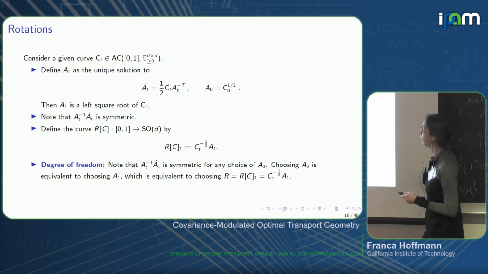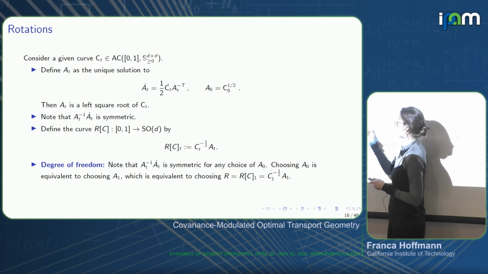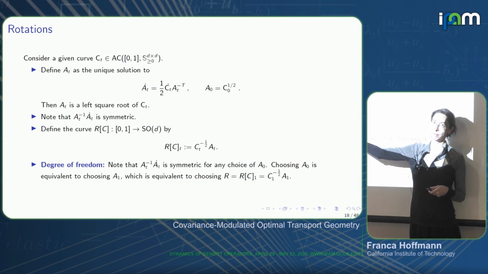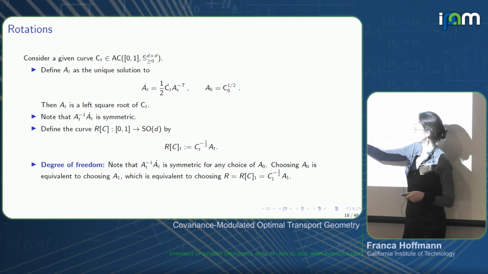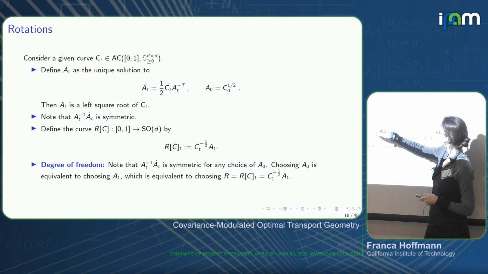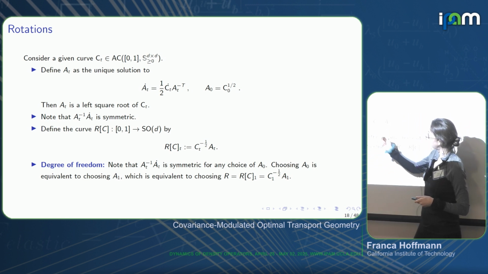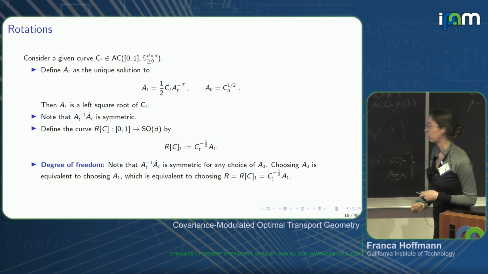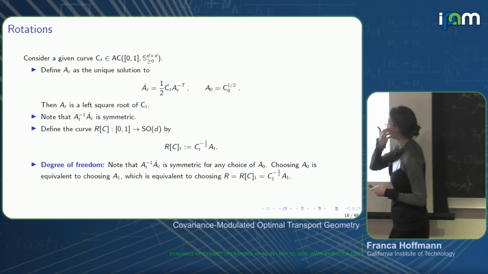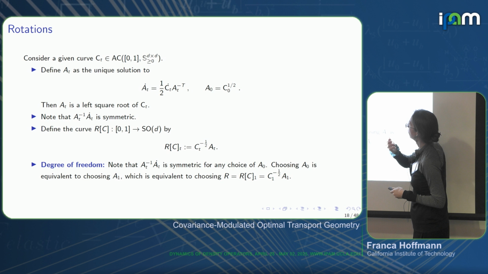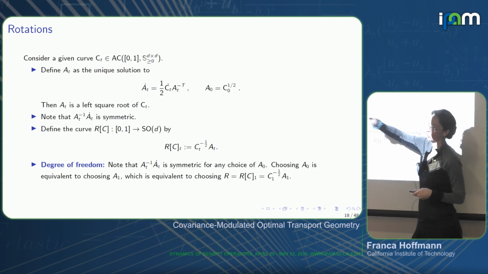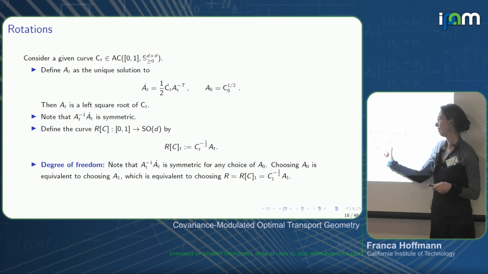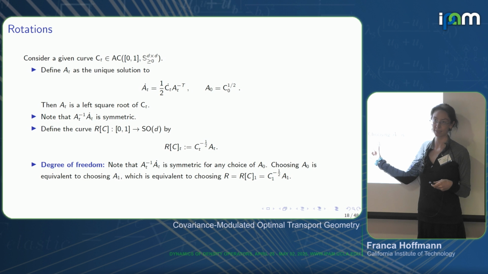And then you can look at this object here. The only reason why I define that is because this is where we get the rotation coming in later. So you can see that if you look at C^{-1/2} times this A, you get a rotation matrix. And this is exactly the degree of freedom. So in here I have a choice because I can choose the initial condition or the final condition. But here I fix my initial condition, and then on top of that, later on I will constrain what the final rotation matrix should be at t equal to 1.